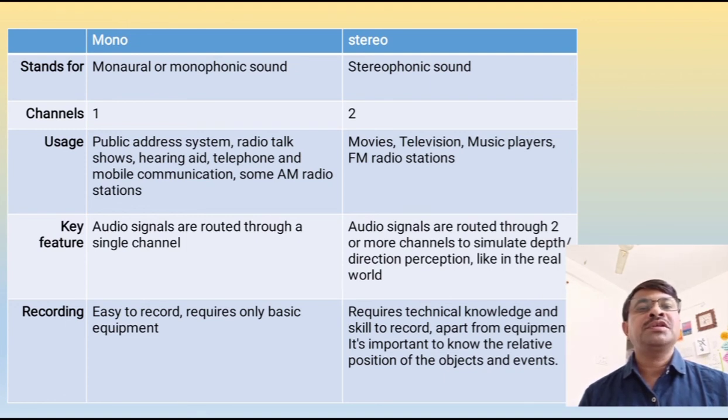Use of monophonic system: public addressing system, telephones, mobile communications. Stereo: movies, television, music player, FM radio stations. Skilled person is required for stereophonic for sound recording as well as equipment handling purpose. Monophonic does not require any skilled person. Single to single end connection is required in monophonic.